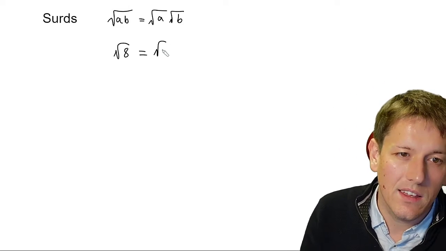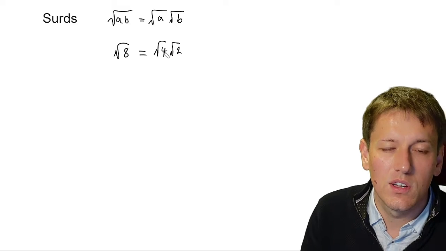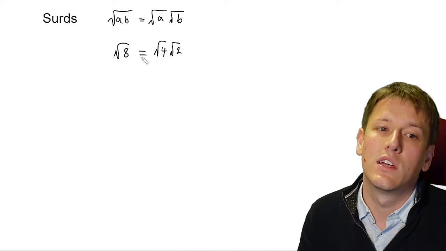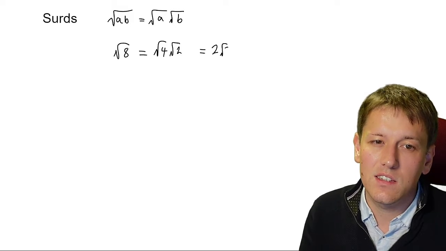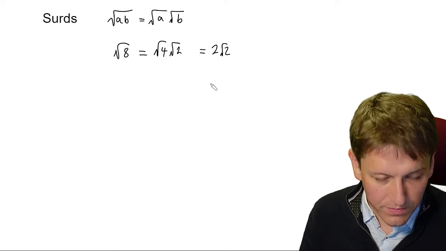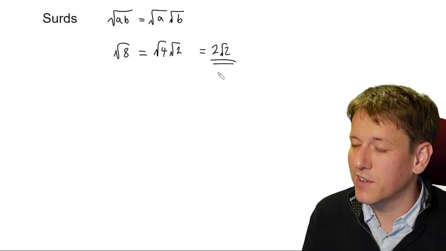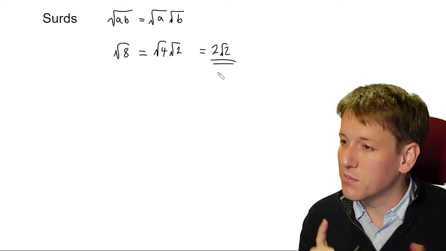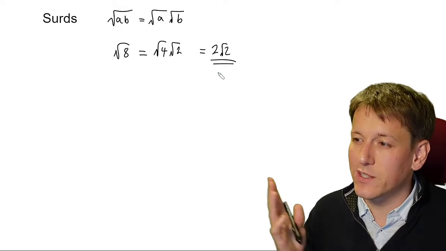So here 8 is 4 times 2, 4 is 2 squared, so the square root of 4 is just the number 2, and that means that the square root of 8 is 2 times the square root of 2. And this is now a surd in its simplified form. Okay, so we should always, when we have surd answers, look to simplify them if we can. A bit like we'd always cancel fractions down.